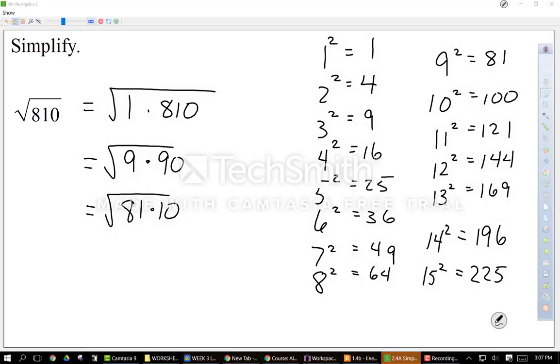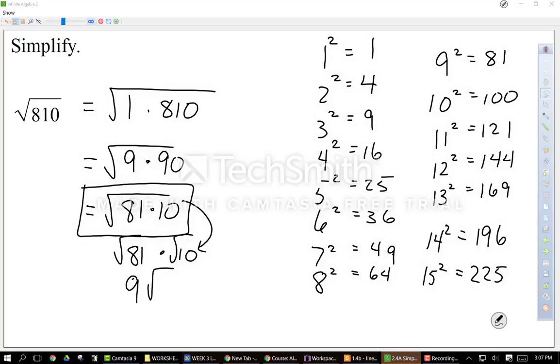Okay? So if we actually go up through all of it, this is the biggest perfect square that can go into it. So that's the square root of 81 times the square root of 10. Again, we can do that. And that's 9 square root of 10. This concludes simplifying square roots into exact values, right? Not just approximated values as decimals.